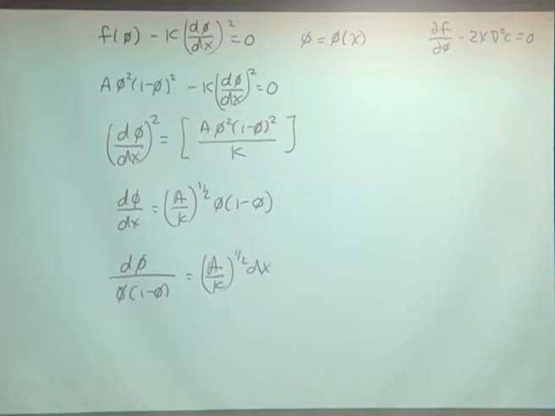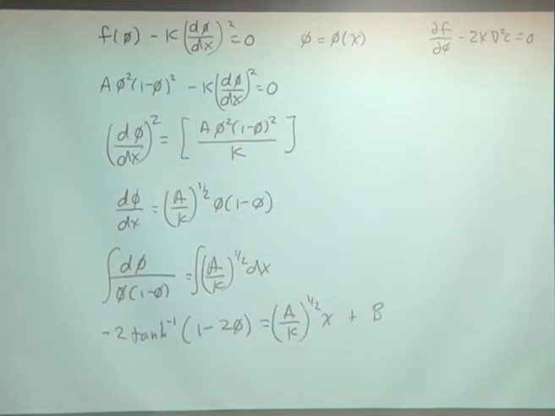Dx, which means you can integrate both sides. And the integral of the left-hand side is just 2 times the inverse hyperbolic tangent of 1 minus 2 phi. And this is going to be equal to (A/k)^(1/2) times x, which is position, plus some constant b after you do the integration.